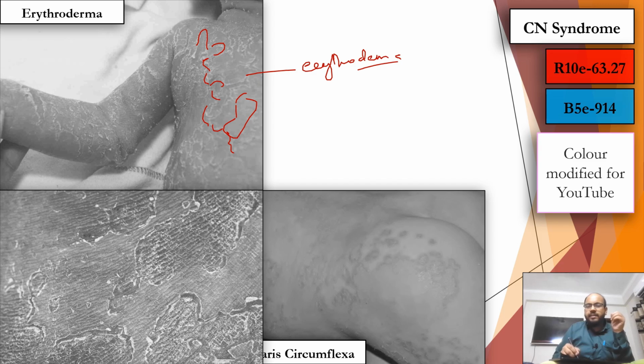And this picture is from Bolognia. In fact, here also you can see the polycyclic margin at one edge. You can see it is more erythematous at one end, more scaly at one end. That's what we mean by ichthyosis linearis circumflexa.